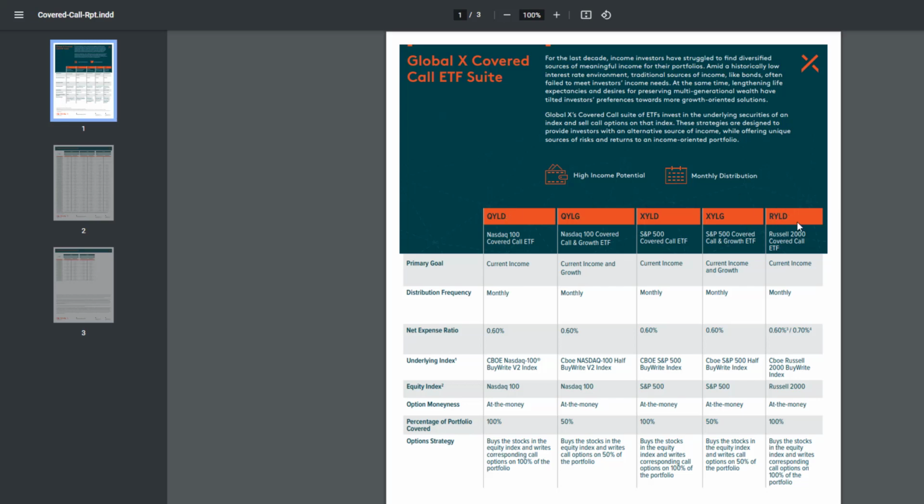As of right now, RYLD does not have a covered call and growth ETF, but the fund was just instituted in 2019, so they're probably playing around with the Russell 2000, and they're probably going to see what happens, and then probably open up a covered call and growth ETF, but we'll have to see. All of them have a monthly dividend distribution. Their expense ratios are about the same on all of them, and XYLG follows the S&P 500, Q follows the NASDAQ, and R follows the Russell 2000.